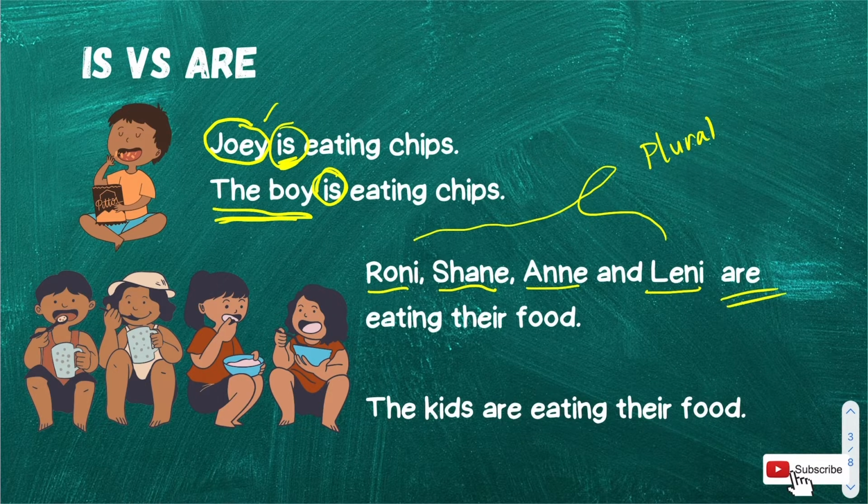So dahil naging specific tayo, 4 na pangalan na binanggit natin. Whereas dito sa kabila, the kids are eating their food. Ginamit lang natin yung kids, which we all know is plural form, a common noun. Ang kanyang singular form ay kid. So ang kanyang plural form ay kids. Alright, so plural siya in that case. So kaya ang ginamit natin ay are. Maliwanag tayo doon. Next.